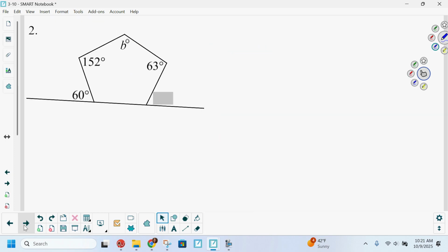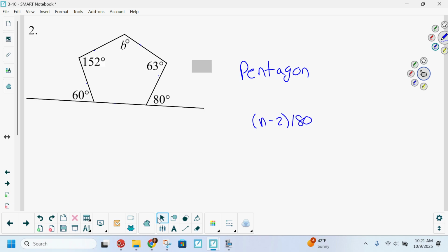The next one, we're going to fill in that this is 80 degrees. And let's see here, I've got 1, 2, 3, 4, 5. It's a pentagon. So I'm going to do n minus 2 times 180 degrees to find out how many degrees in the whole pentagon. 5 minus 2 times 180 degrees. So 3 times 180 degrees gives me 540 degrees.